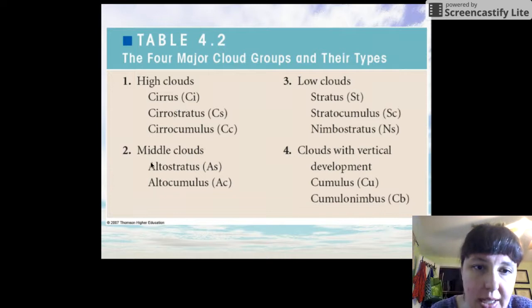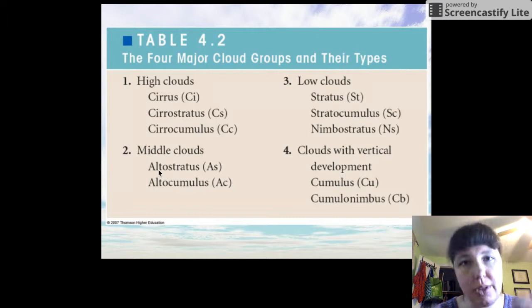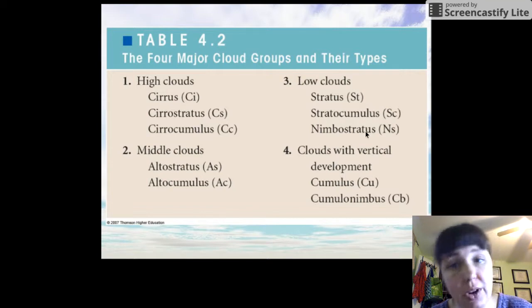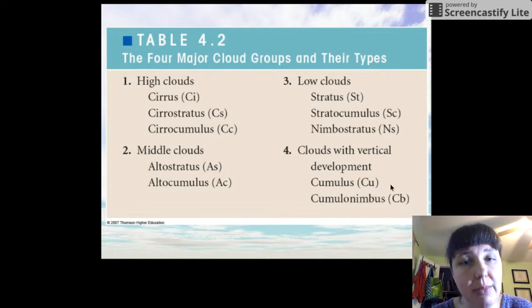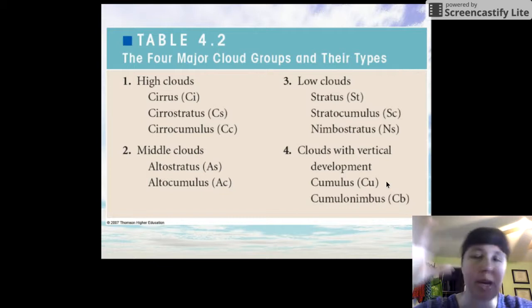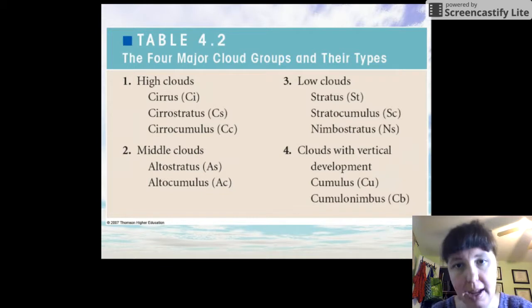Then I can see middle, alto. You think of music, right? The altos are the middle range of sound. And so alto, altostratus, and altocumulus clouds. And then low have the word strata in it. So I can see stratus, stratocumulus, nimbostratus, right? And vertical, you can think of cumulonimbus, thunderstorm clouds, and cumulus clouds, the big puffy white ones that look like cotton balls in the sky.